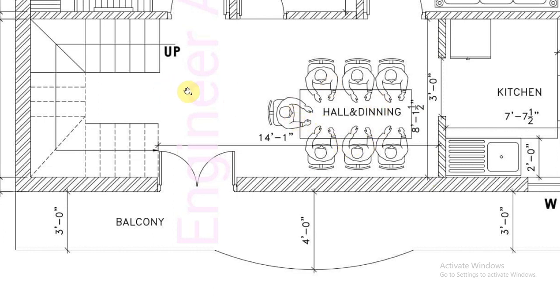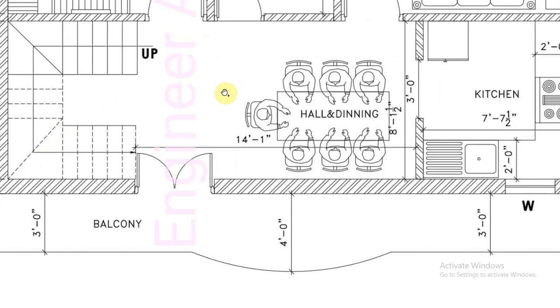And just left side of this hall, our staircase is going upside. This staircase width is 2 feet 9 inch. The tread is 9 inch, and the riser will be 7 inch. It's designed by me. Here we'll reach the mid landing, and after that we'll reach our first floor. And here we have a place where we can park our bike, below the staircase.